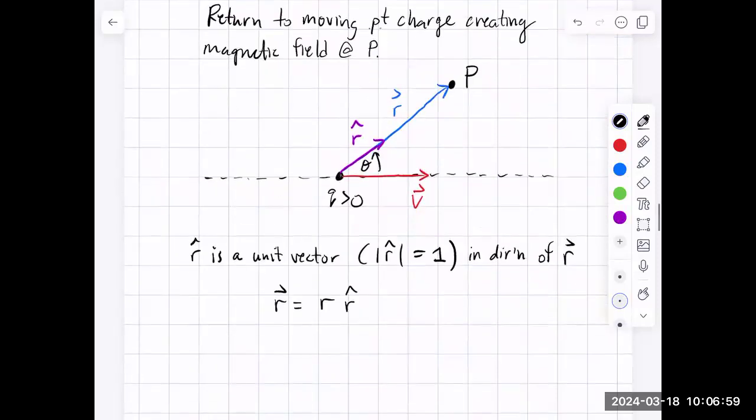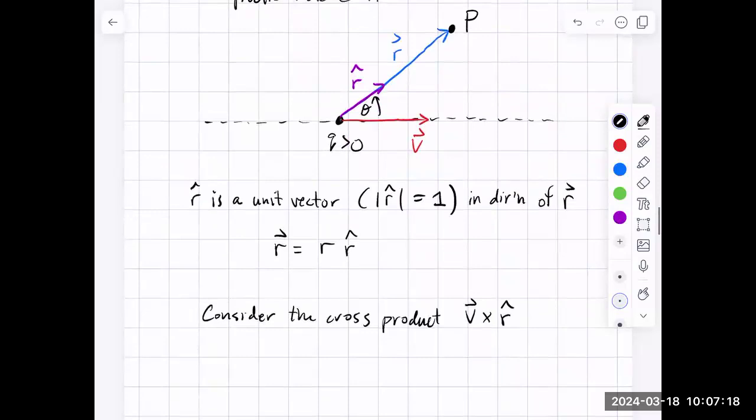Okay, so what I want to do is consider the cross product. We're going to consider V cross R hat. So these are two vectors, and so we could evaluate the cross product. Let's start with the magnitude. So the magnitude of V cross R hat is, well, we have to take the length of the two vectors and multiply them together, and then multiply that by sine of theta.